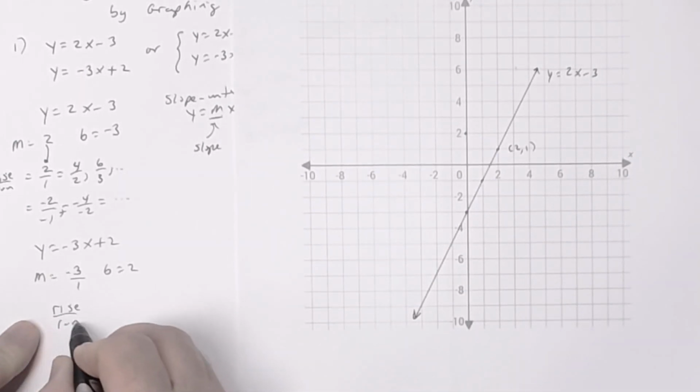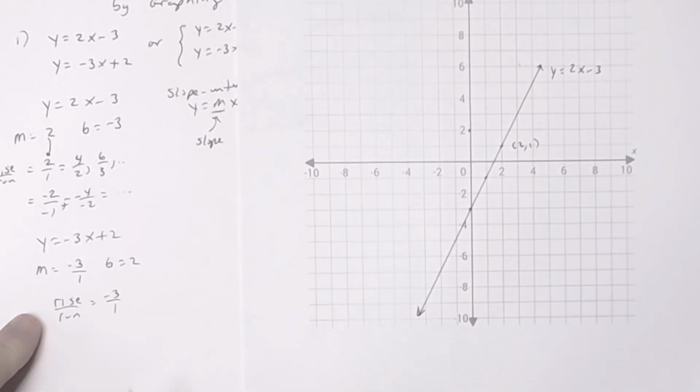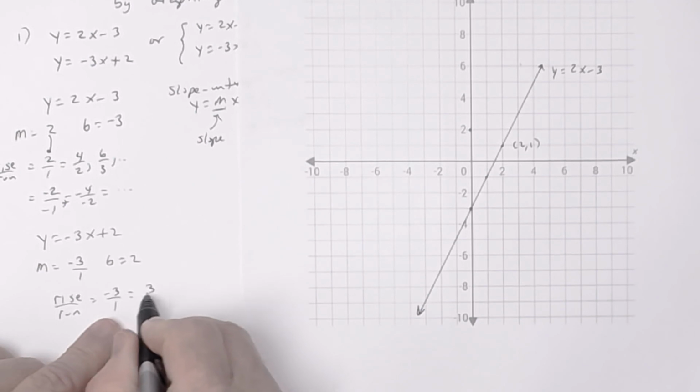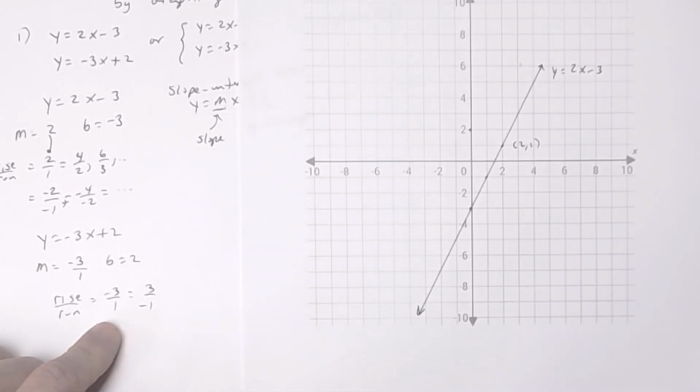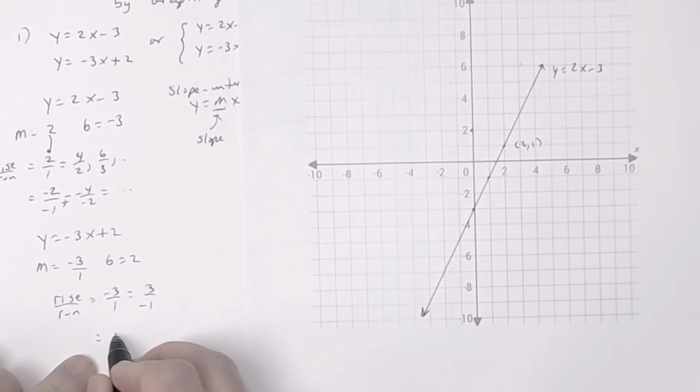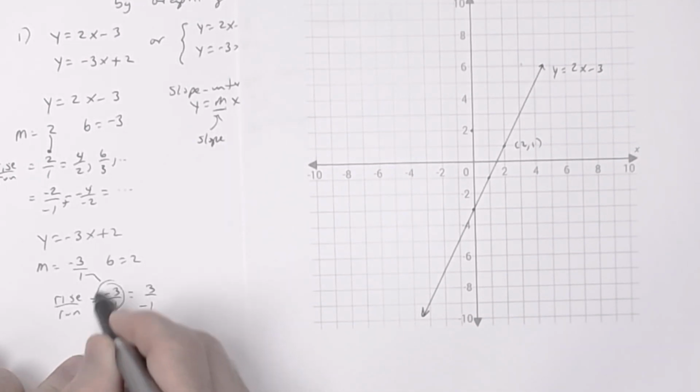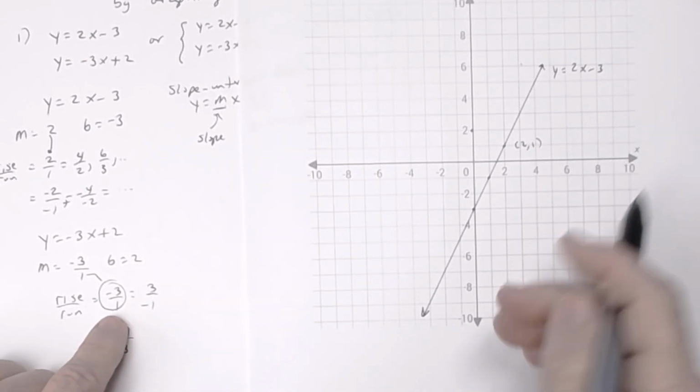So rise over run is negative 3 divided by 1. And it does not matter whether you say 3 divided by negative 1 or negative 3 divided by negative 1. It does not matter. You could, even if you want to, say negative 9 divided by 3. It does not matter. Most students will use what they see. Almost all students will use what they see.